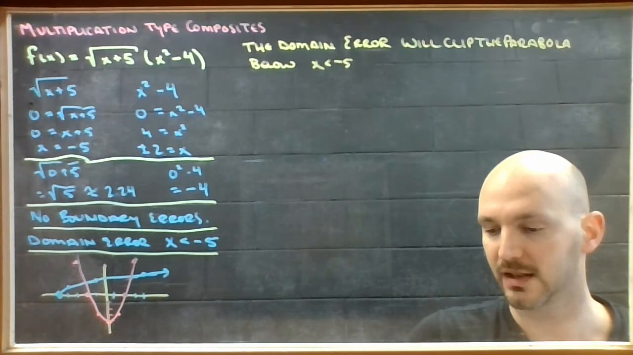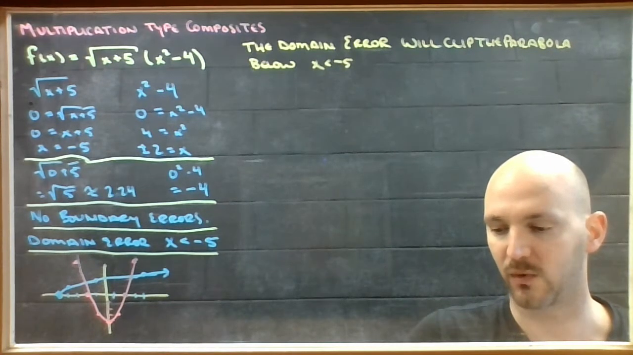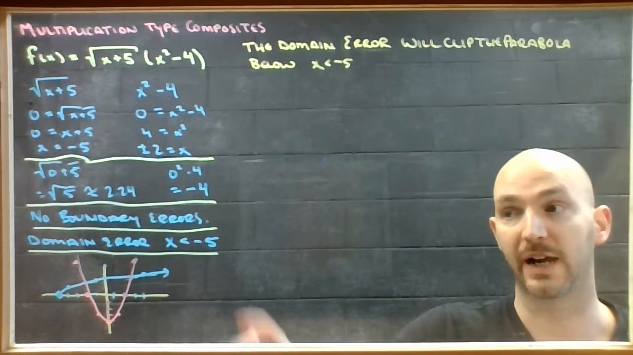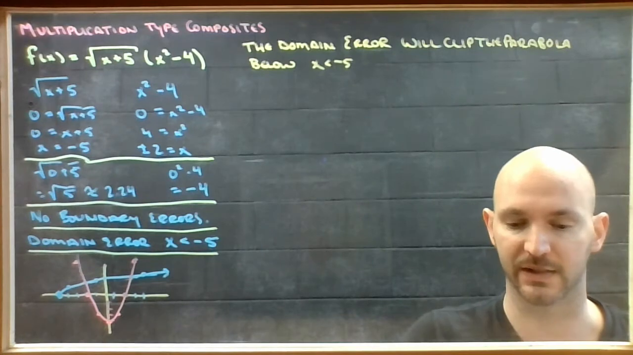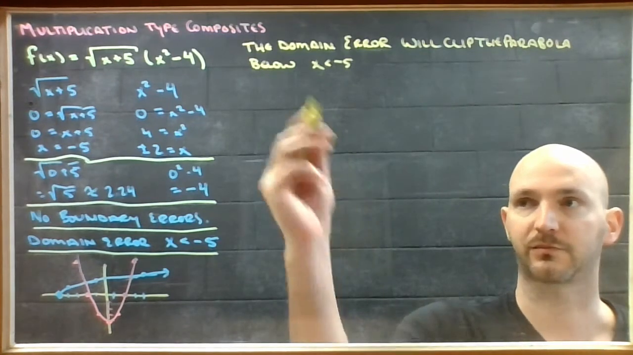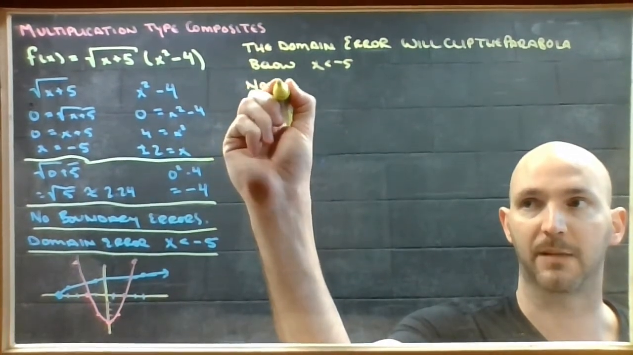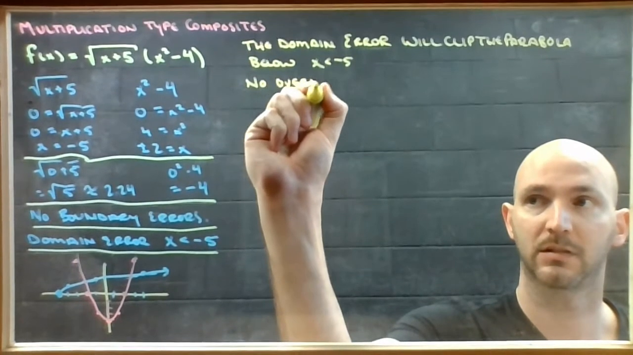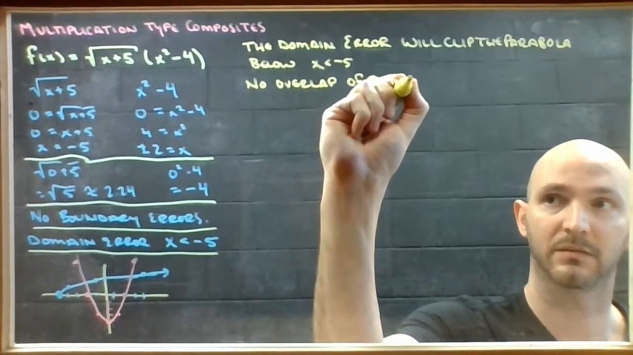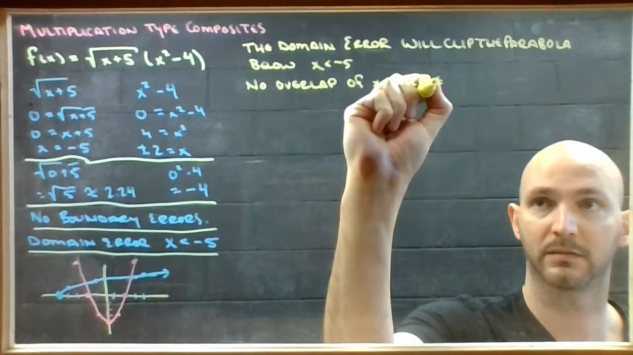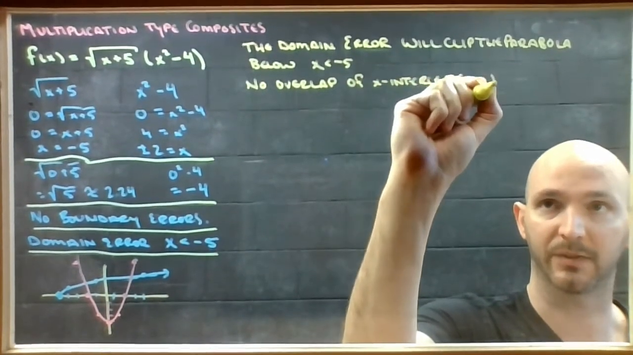So G, is there any place where the x-intercept of one piece falls on the boundary error of another? Well, I don't have boundary errors in this particular function, so the answer to that is no. No overlap of x-intercepts and boundary errors.